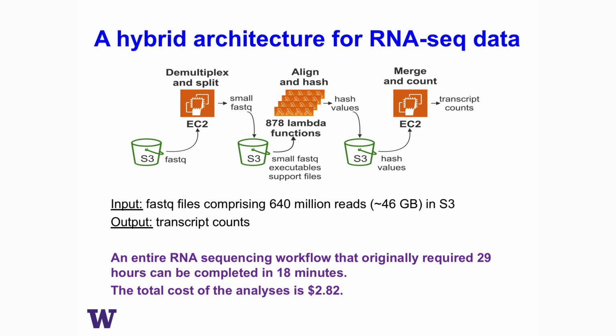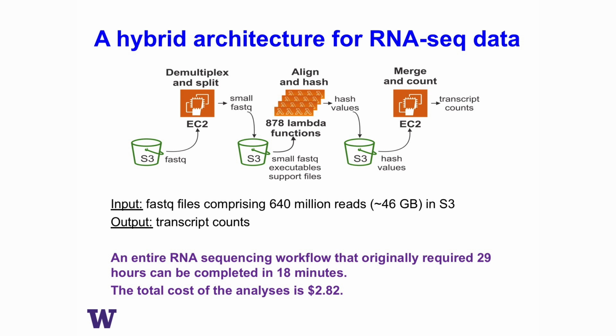These are the input that initially sit in an S3 bucket. S3 is a type of storage on the cloud, on AWS. So we have these 46 gigs of data up there. We call it a hybrid architecture because we use virtual machines, those computers we rent, as well as these serverless tools. First we use a virtual machine, an EC2 instance, to take these big data sets and chop them up into smaller chunks. Then we put them back into the S3 storage bucket.